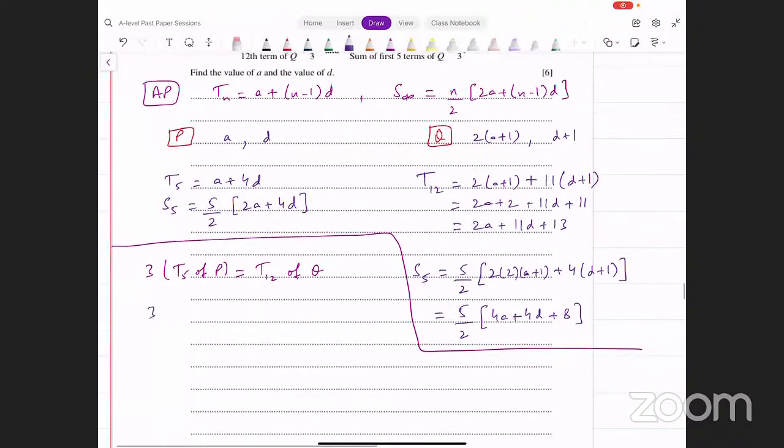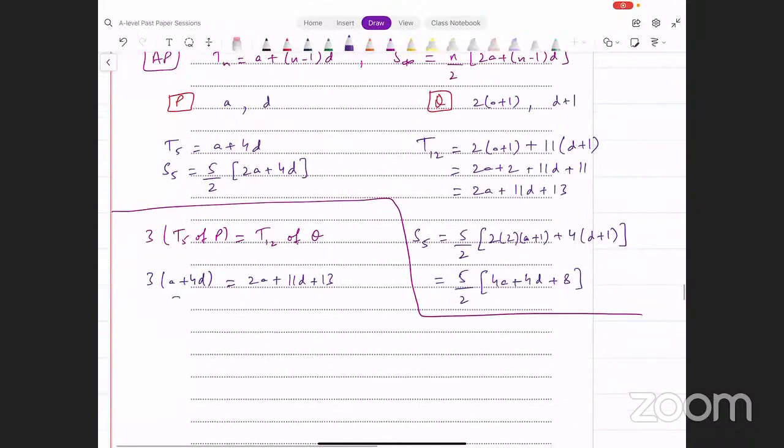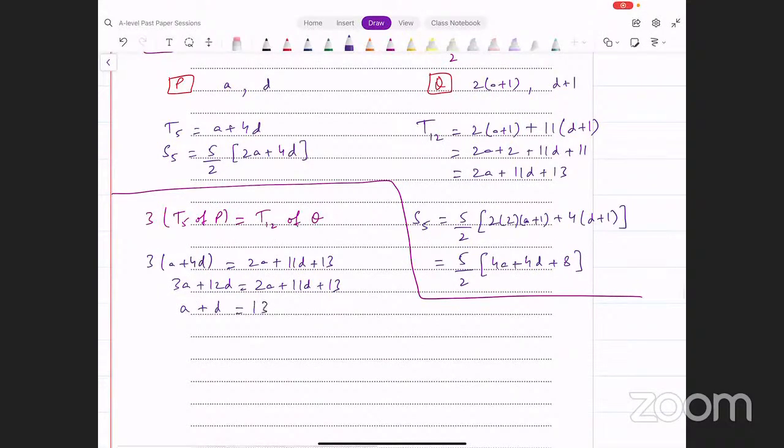This is the relationship. Just input the values now. Term 5 क्या है? Term 5 is A plus 4D. Term 12 क्या है Q की? That is 2A plus 11D plus 13. So we got one equation here. Let's simplify this. We get 3A plus 12D equals 2A plus 11D plus 13. And that gives me A plus D equals 13. ये एक simple equation आ गया आपके पास.